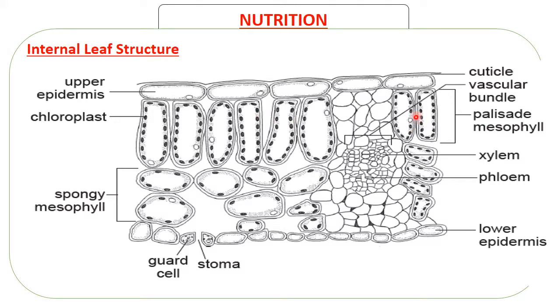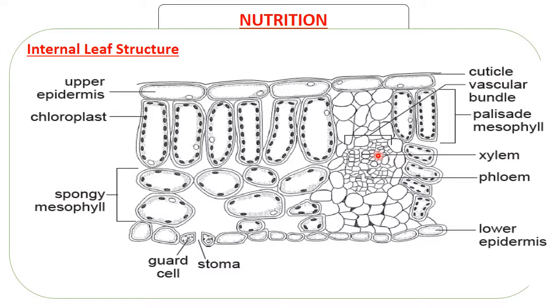Then also we have the vascular bundle. A vascular bundle is a collective name given to the xylem and the phloem tissues. Remember, the function of xylem is to carry water and mineral salts from the roots to the upper parts of the plant, and the phloem carries manufactured food from the leaf to the parts where the food is needed. So this is the function of the xylem and phloem, and they are all here.